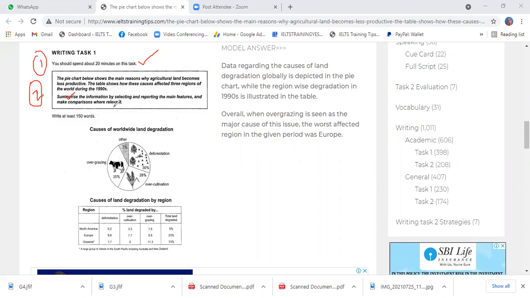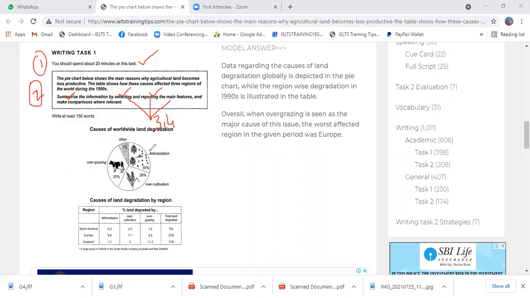It means you have the information expanded. A detailed explanation is given, picturized here in the pie charts and the table. So what you have to do is that you need to brief it. You need to summarize it. You need to select and report the main features. That's requirements 3 and 4. What you have to select? The main features. What you have to report? The main features.